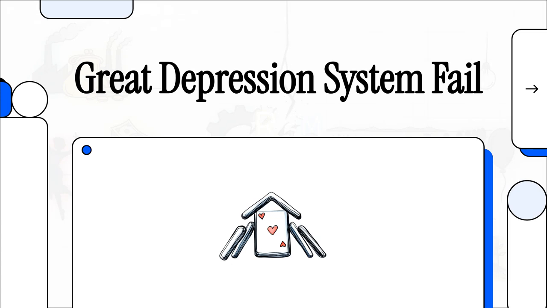Welcome to The Explainer. Today, we're diving into one of the biggest economic collapses in history, the Great Depression. But we're not just going to give you a list of causes. Nope. We're going to use a surprisingly simple formula to diagnose the health of the entire country and show you exactly why it all fell apart.